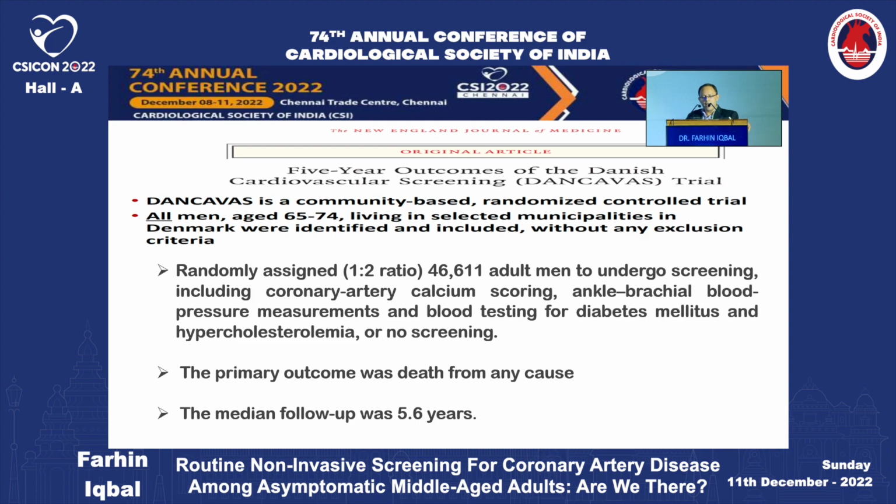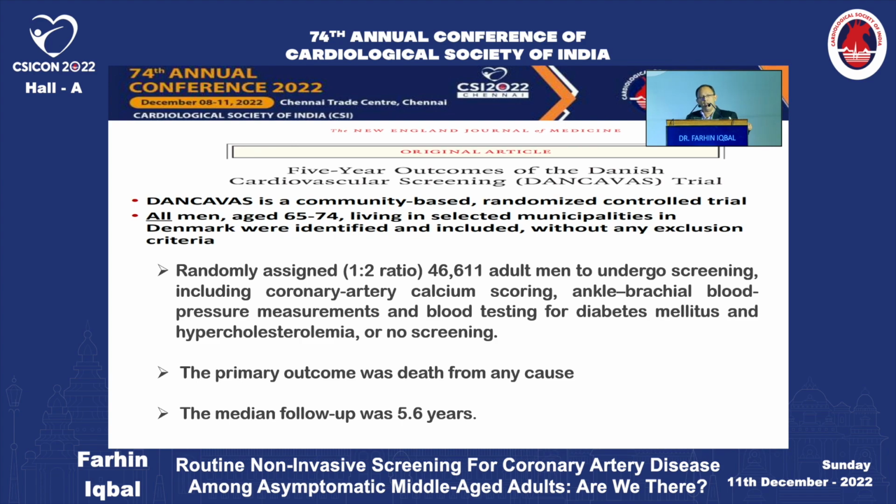This is the DANCAVAS trial which was published in August 2022 in NEJM, and it is a community-based randomized controlled trial which included all men aged 65 to 74, and they were randomly assigned in a 2:1 ratio to undergo comprehensive screening, including coronary artery calcium, ABI, and blood testing for diabetes mellitus and hypercholesterolemia, against no screening. And the primary outcome was death from all causes.